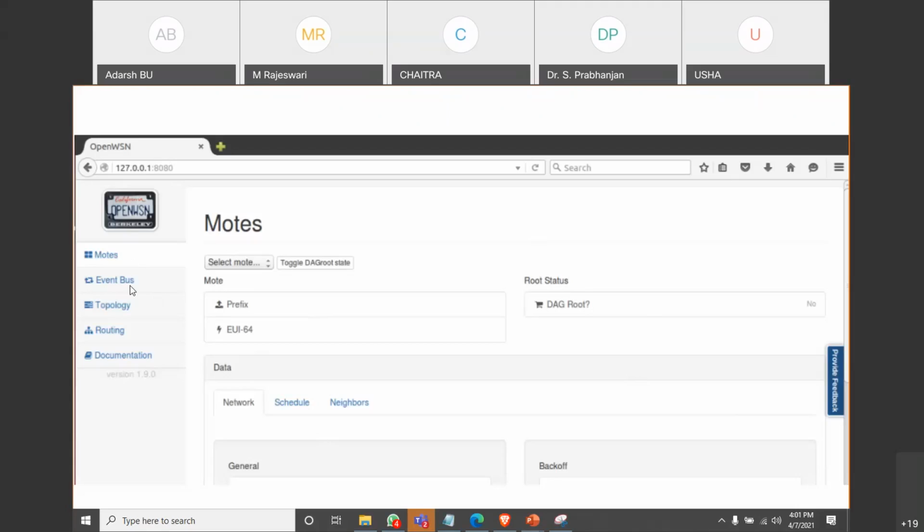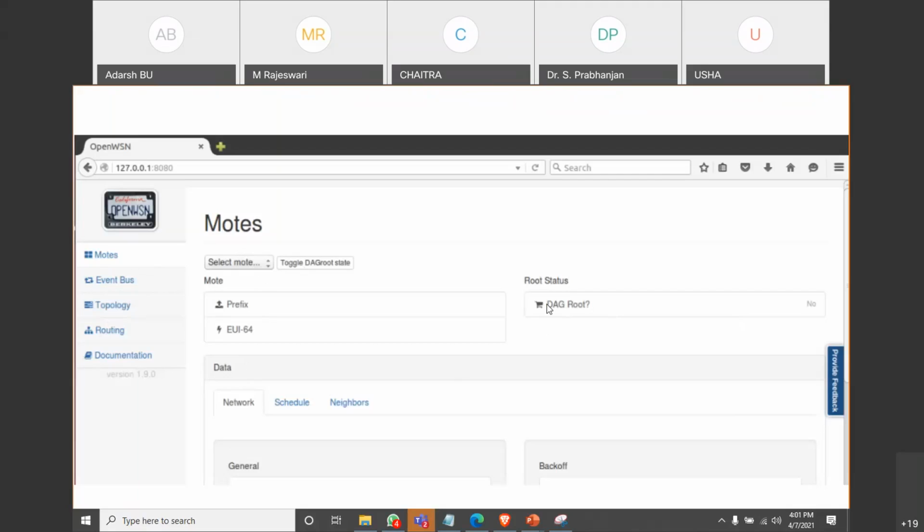Here, you will see some sections called nodes, event bus, topology, routing, and documentation. Documentation is specifically with respect to any nodes that we want to make, and routing will show how the devices are connected. Here it will also make use of the RPL routing protocol. The topology shows which one is the parent and which one is the child node; the connected topology will be shown. The event bus is specifically with respect to packet transmission. It will showcase that.